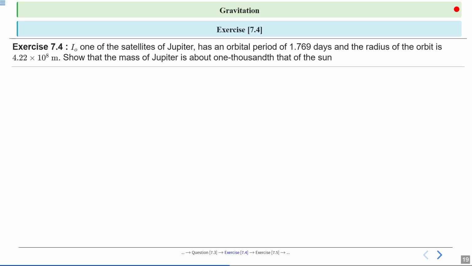Io, one of the satellites of Jupiter, has an orbital period of 1.769 days, and the radius of the orbit is 4.22 × 10^8 meters. Assume that the mass of Jupiter is about 1/1000th that of the Sun.